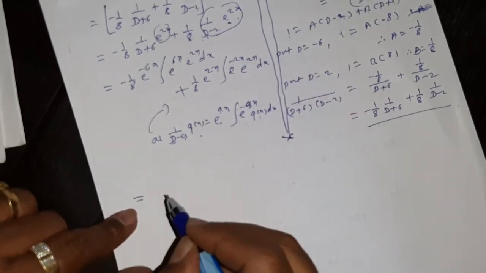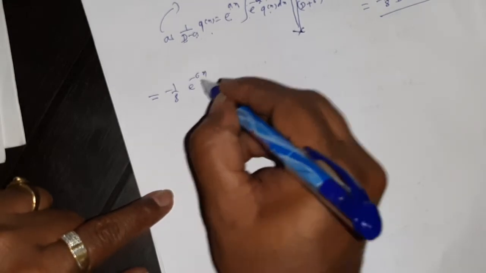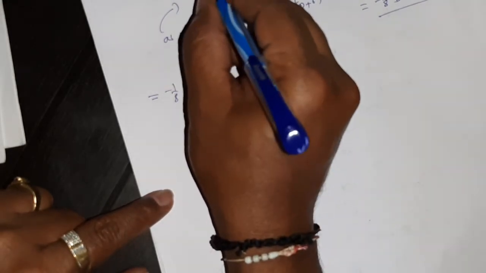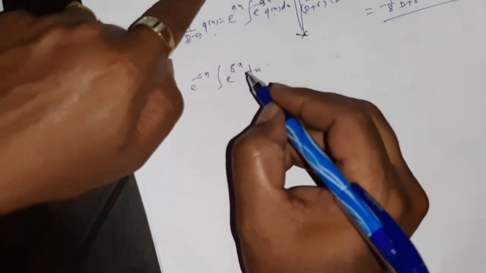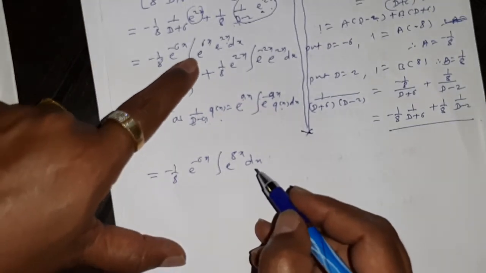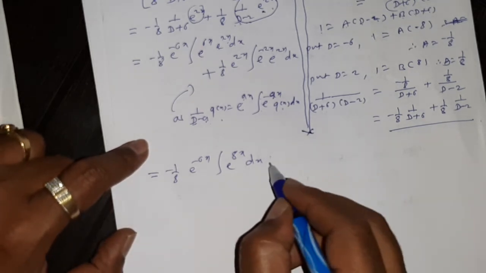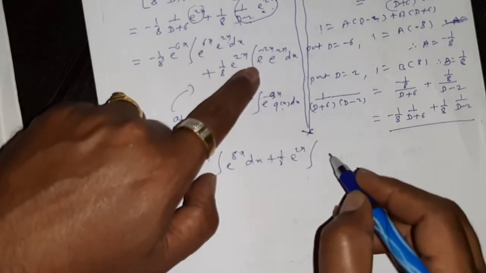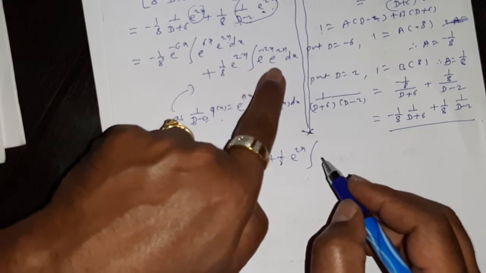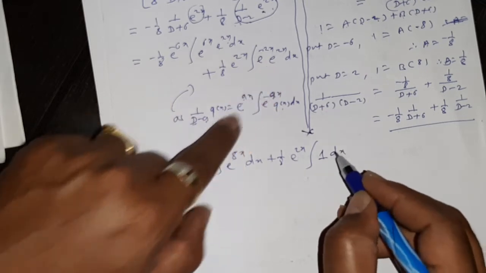So the next step is equal to minus 1 by 8 e raised to minus 6x integration e raised to 6x and e raised to 2x. The base is the same, so add the powers. So we have e raised to 8x, e raised to 6x and e raised to 2x become e raised to 8x dx, plus 1 by 8 e raised to 2x integration e raised to minus 2x and e raised to 2x becomes e raised to 0, that is 1 dx.